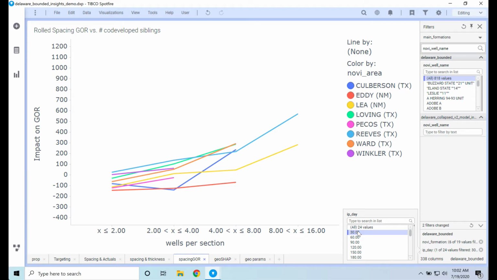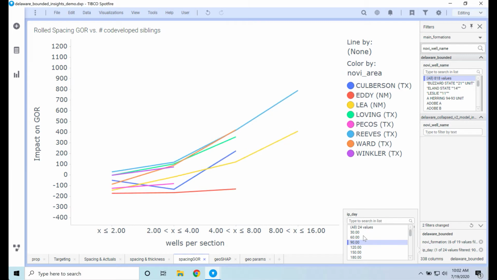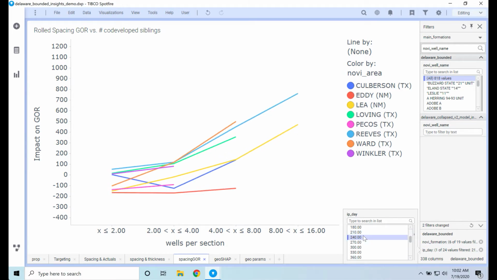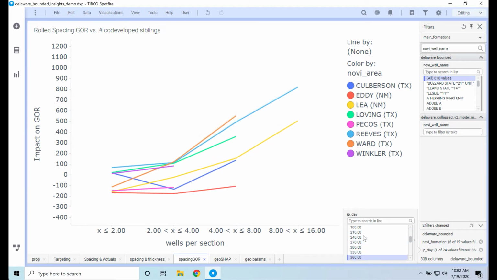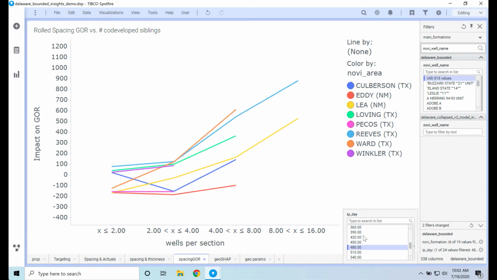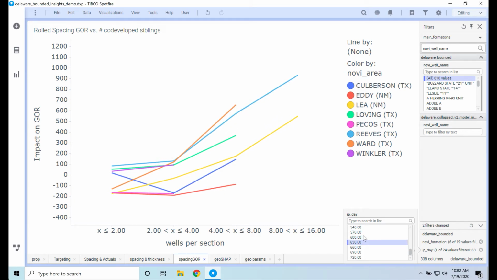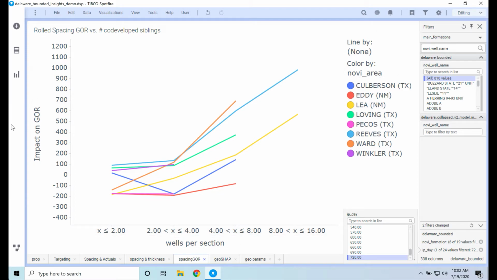So I'm going to step through each of these different time steps, and you can see how our model essentially says that these tight developments on the right side of the chart see an increase in gassiness as you go through time. And this is cumulative GOR, not just instantaneous. So the model has learned that not only do these dense developments have propensities to have high gas-oil ratios, but that it actually increases through time.